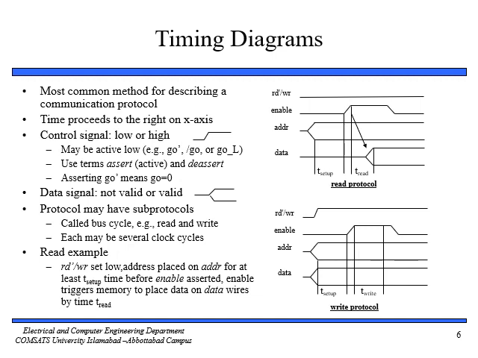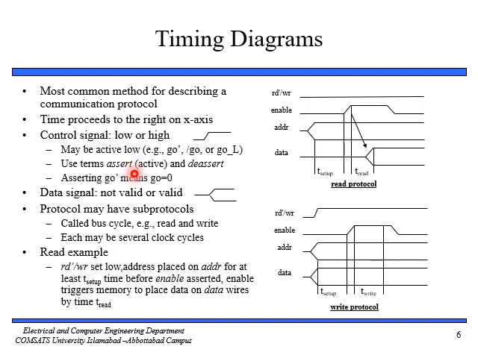The most common method for describing a hardware protocol is the timing diagram. So we use timing diagrams to describe the hardware protocol or the communication protocol. In this diagram, you can see time proceeds to the right on the x-axis. In both these diagrams, control signals are either high or low. These are the control signals: read, write, enable.